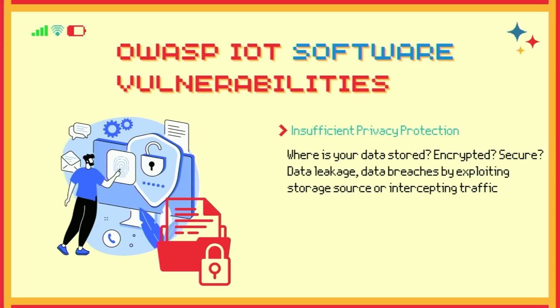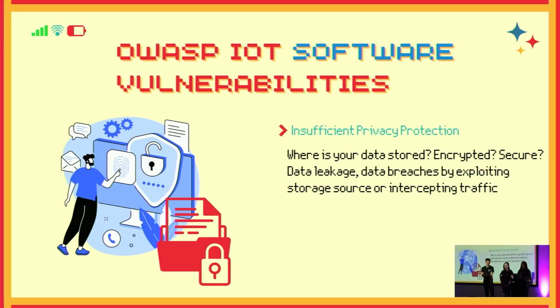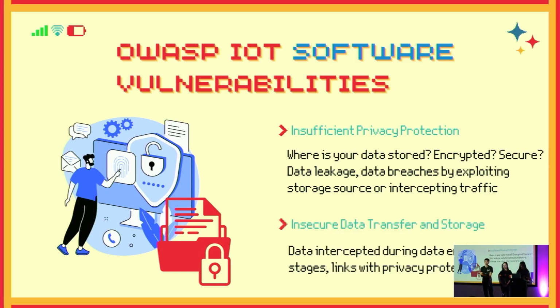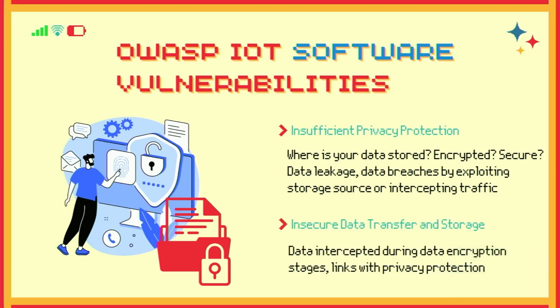Next is insufficient privacy protection. So where is your data actually being stored? Is it encrypted? Is it secure? Is it being stored without your consent? Such lack of sufficient privacy protection can lead to things such as data leakage and data breaches, by exploiting the storage source or intercepting any network traffic. Next, this also ties in with insufficient privacy protection, but it's also important to consider whether your data is being intercepted during data encryption stages.